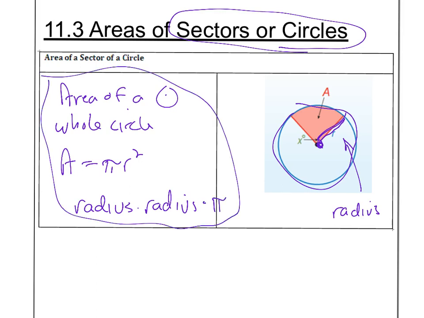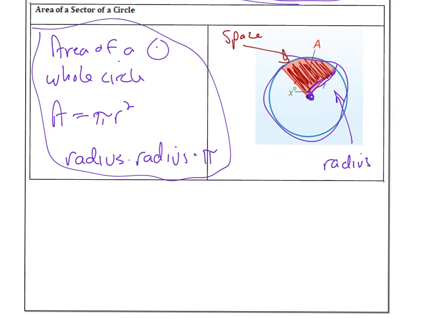What isn't so straightforward necessarily is how do you figure out the area of a sector? Now, a sector is this part right here, okay? So you're looking for an actual space. You're looking for a space, but it's not the whole circle. You're only looking for part of the circle. So the way we do that is we use the angle measure that is associated with that space right there. It says right there, x degrees, so whatever that is.